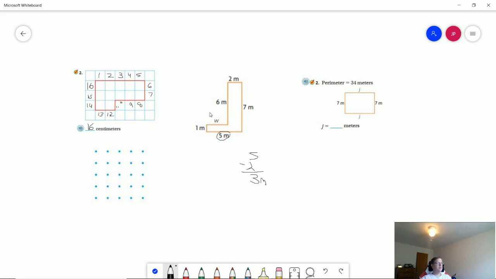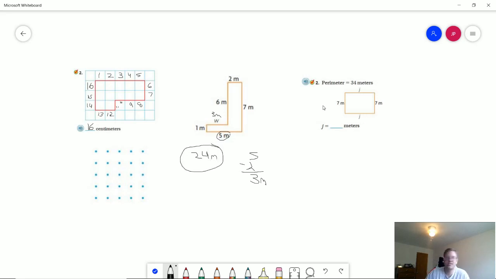And so once we put that in, we could go ahead and add around and get our total perimeter, which would give us 1, 6, 13. It probably would have been easier to go the other way. 13, 15, 21, 24. So this would give us 24 centimeters, or sorry, just meters.